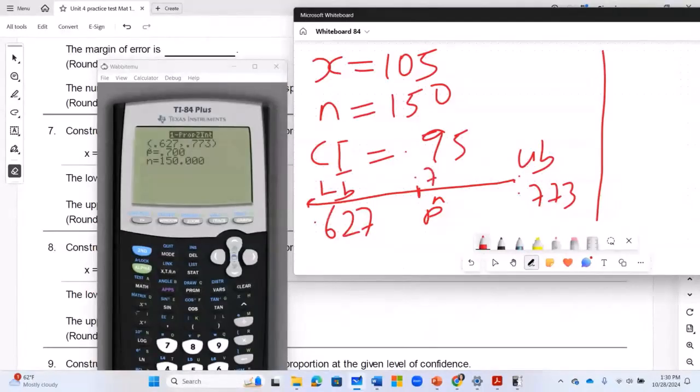And then I already can find the margin of error. The margin of error is the distance from the upper bound to the P hat. If I do upper bound minus P hat, I have 0.073. And this is 0.073 also. Therefore, the margin of error is 0.073.